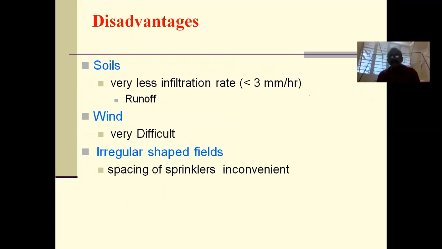In windy areas, it's very difficult to operate the sprinkler irrigation. Especially in irregular shaped fields, spacing of sprinklers becomes very inconvenient, and most of the time we will be sprinkling our water onto the neighbors' fields and will cause issues. So these are some of the disadvantages of making use of sprinkler irrigation.